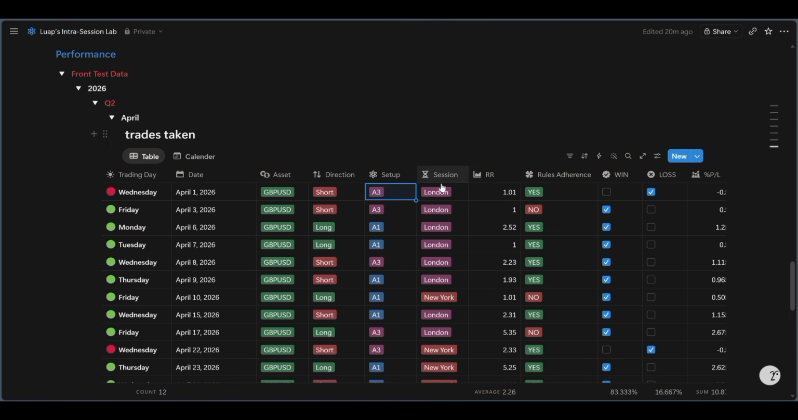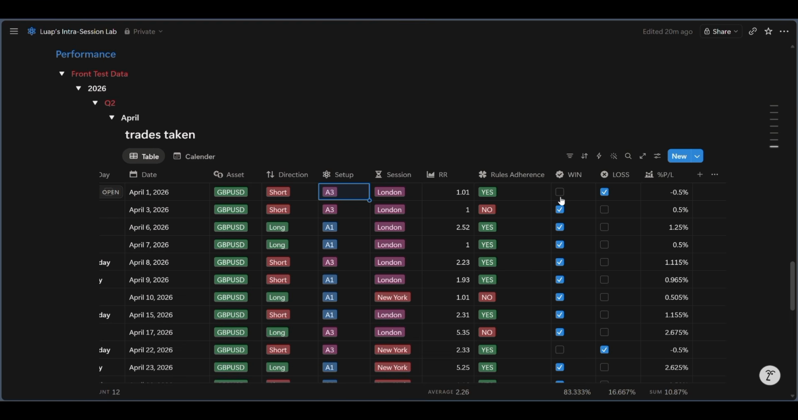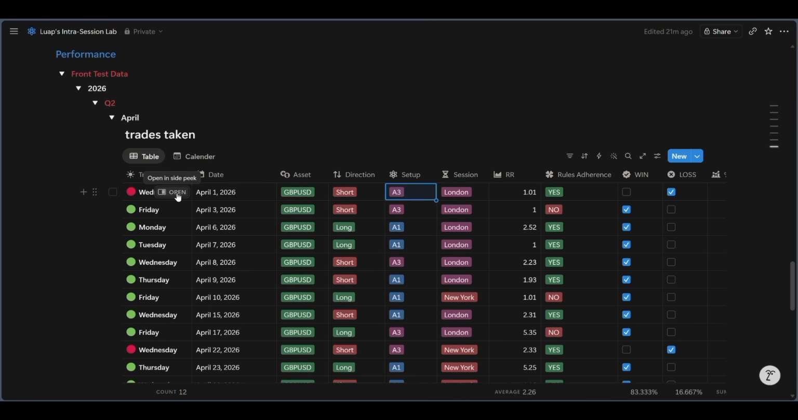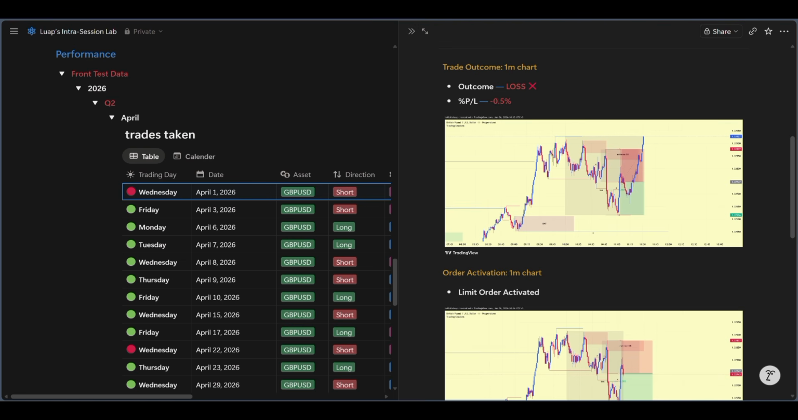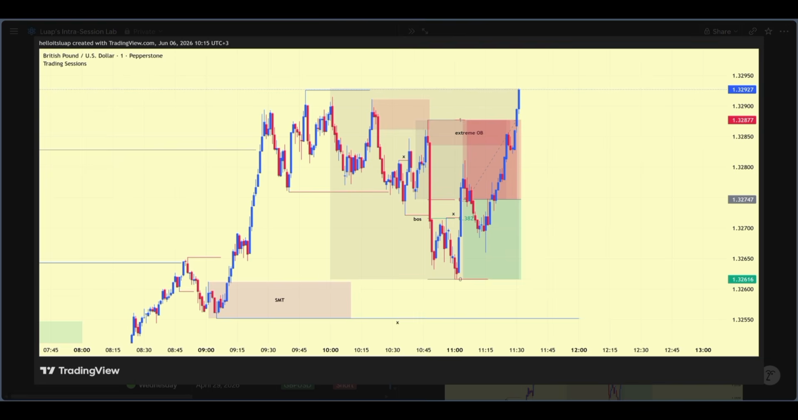The session, I mean the key window, is it the London key window or the New York key window? Then rules adherence, if it's yes or no, and of course, the outcome, is it a win? If it's a loss, you check the loss button, and of course you record the P&L depending on your risk per trade. And of course, after that, you also journal the trades that you take. As you can clearly see right here, the trades that I take, I usually journal them. You can clearly see this is a loser that I took. And of course, after taking the loss, you can clearly see price was going in my direction all the way nearing this area, but then eventually you can clearly see price reversed back.